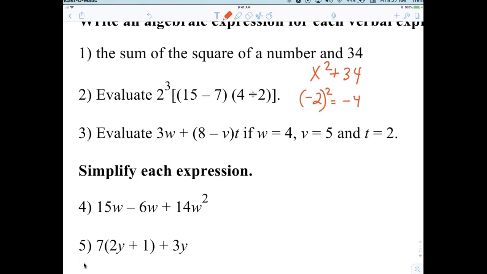And also, this is mental math, guys. All right? I don't want you typing that in on the calculator. I would just want you to say, look, 2 cubed is 8. 15 minus 7 is 8. 4 divided by 2 is 2. Everybody should be able to handle that. All right? So now I have what? 8 times 2 is 16. And, of course, 16 times 8, I think it's 128.